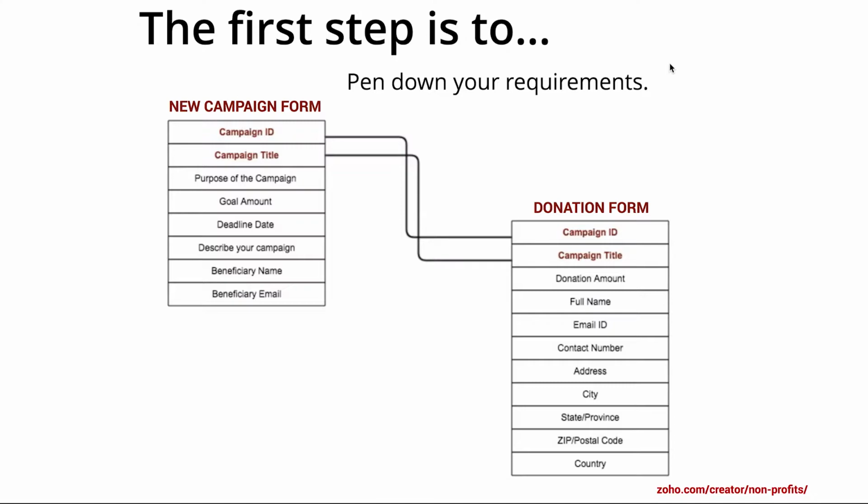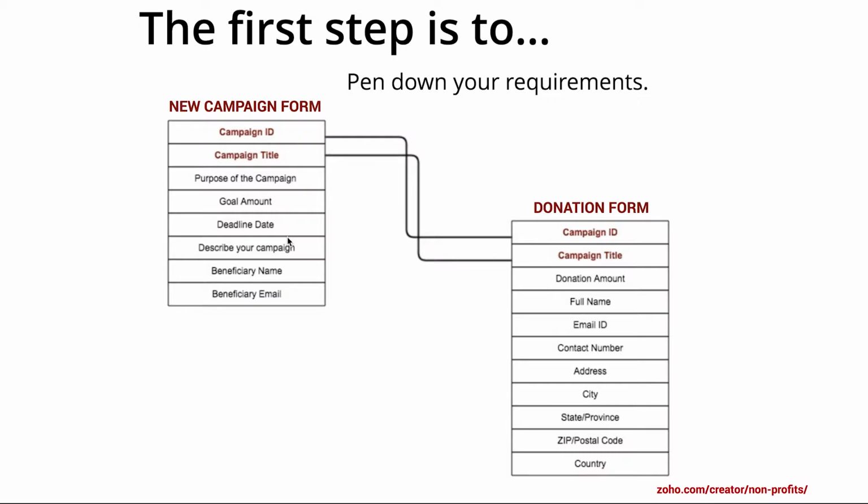The new campaign form will have all these fields. Fields are nothing but what help you to collect a particular type of data. So the campaign form will have all these fields: the campaign ID, the title, the purpose of the campaign, the goal amount, deadline date, and so on.